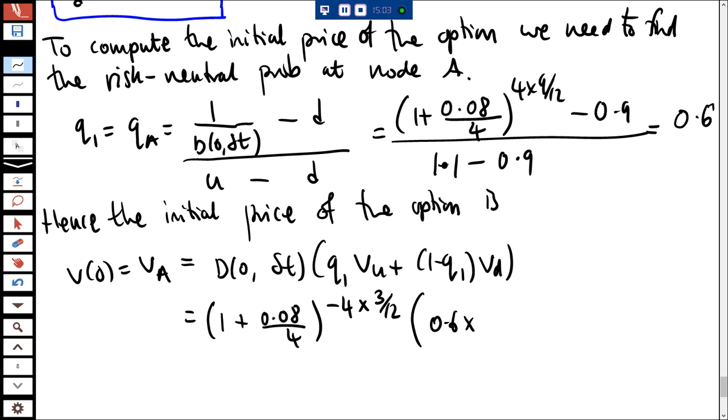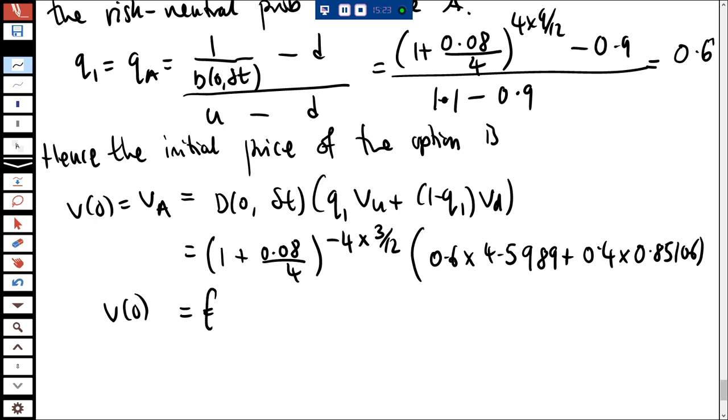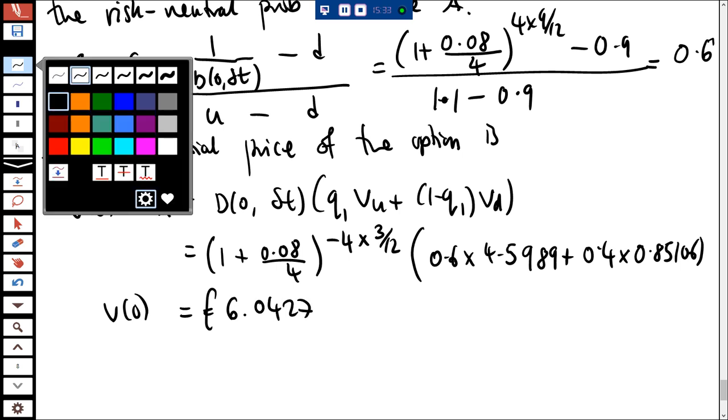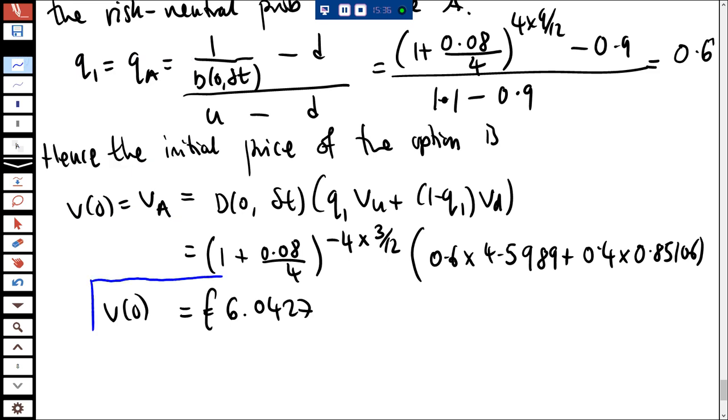Okay, we've calculated VU and VD. And we drop all those in, and then we're done. Okay, so that's a calculator job. I've already checked this in the calculator, but my calculation is £6 and about 4p, which completes the question.